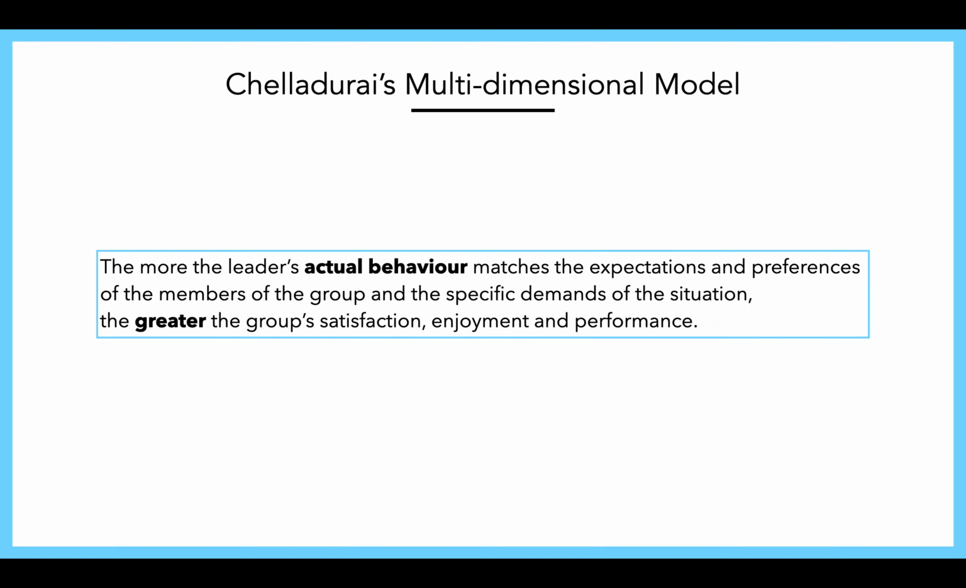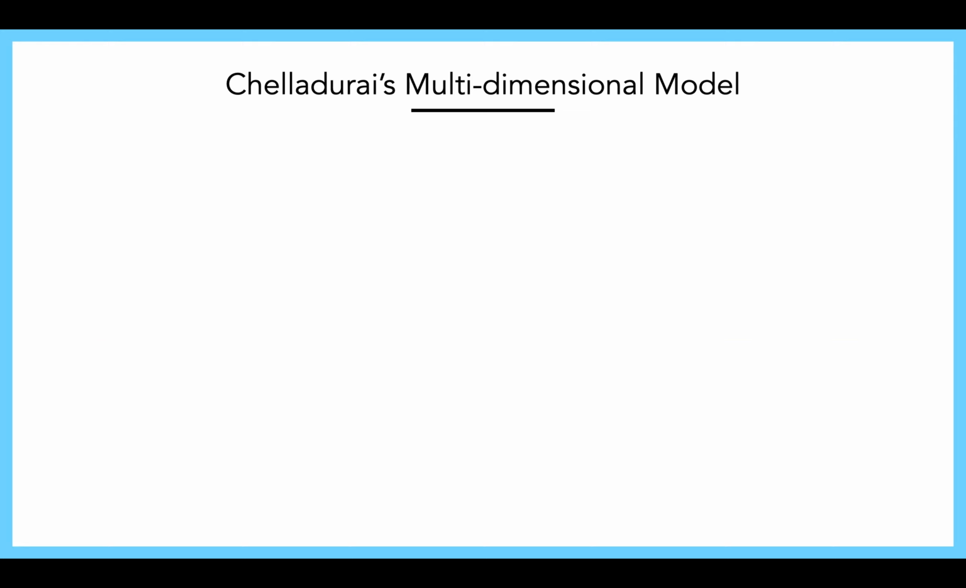Okay, so in a nutshell, what you should be remembering from this model is, and I'm going to go through a full example, that the more the leader's actual behavior matches the expectations and preferences of the members of the group and the specific demands of the situation, the greater the group's satisfaction, enjoyment, and performance. So again, the more things that match in this model, the better the performance and the more satisfaction the group will have. Okay, so let's take a look at an example.